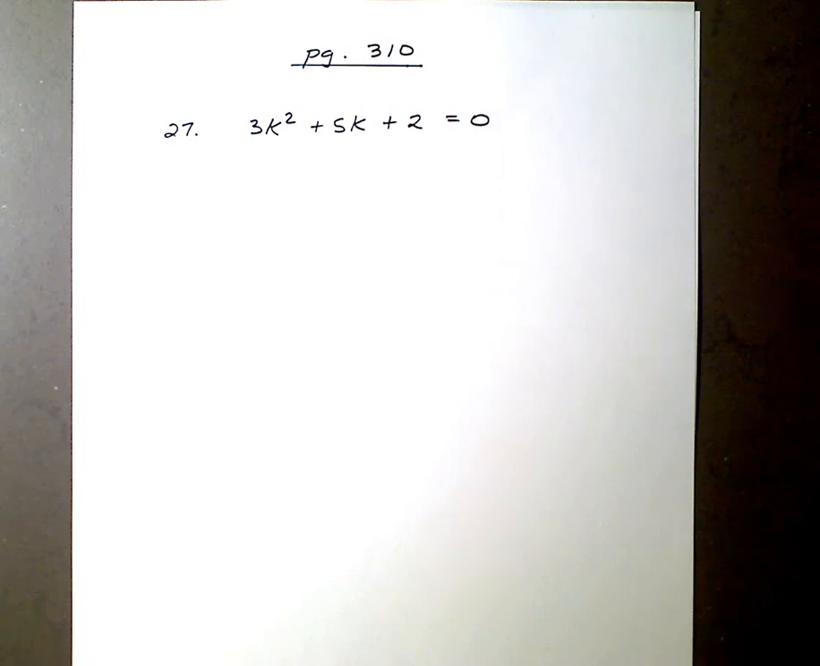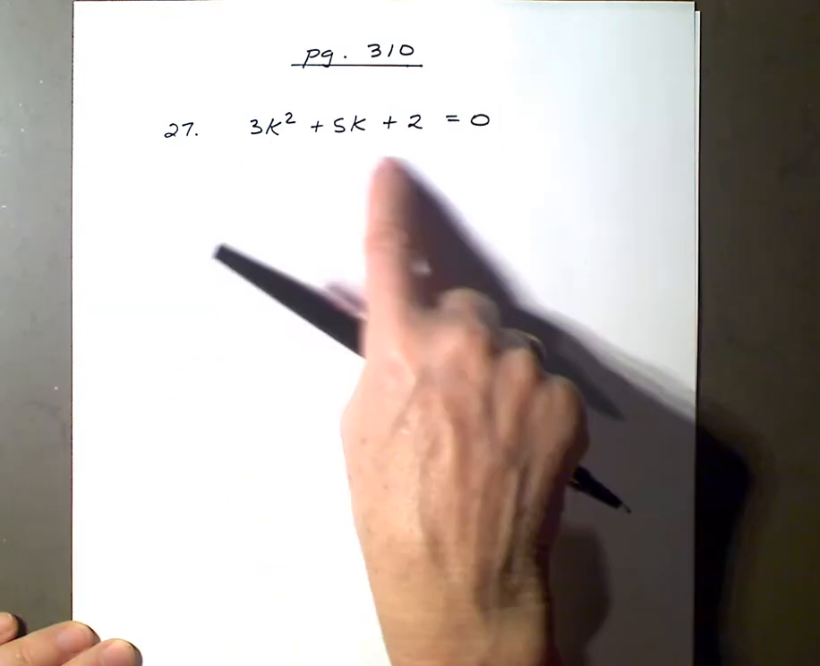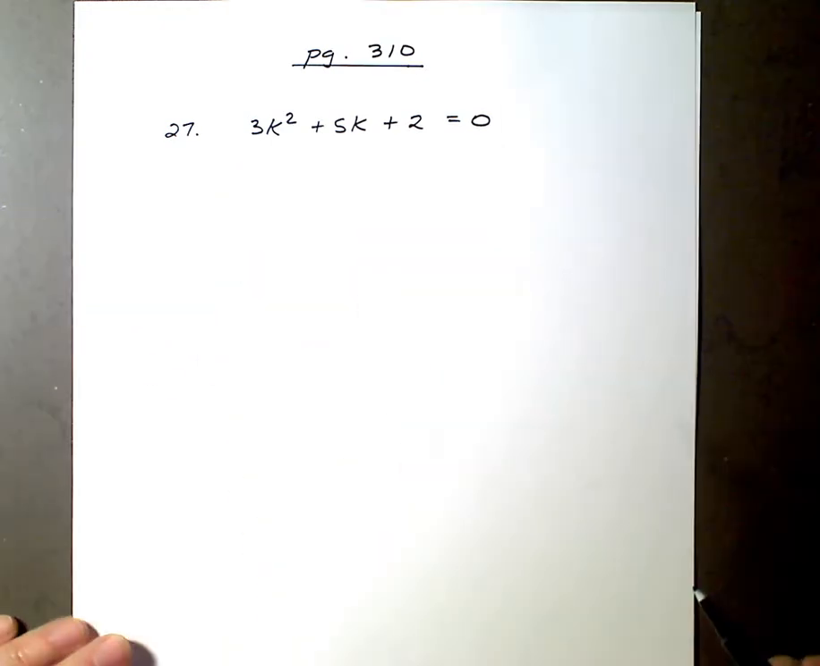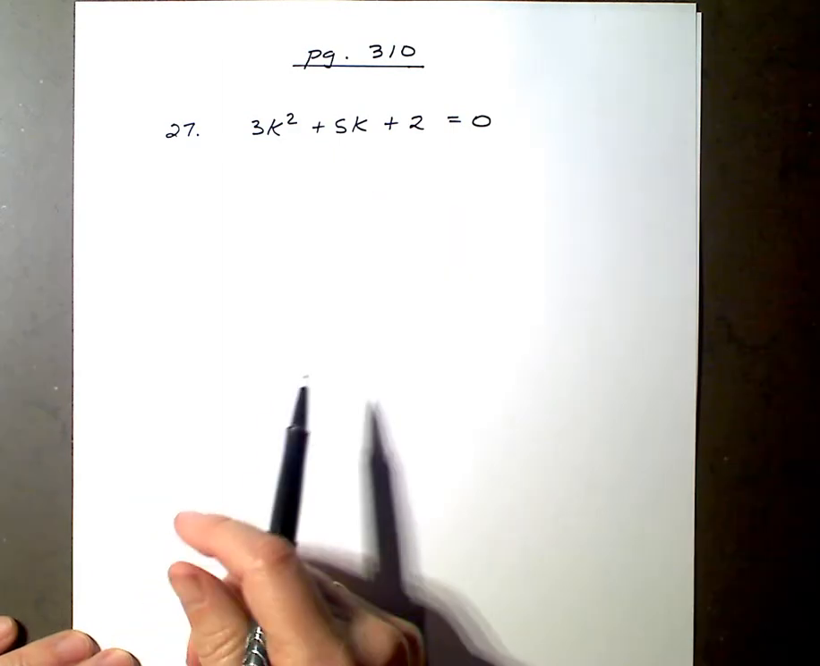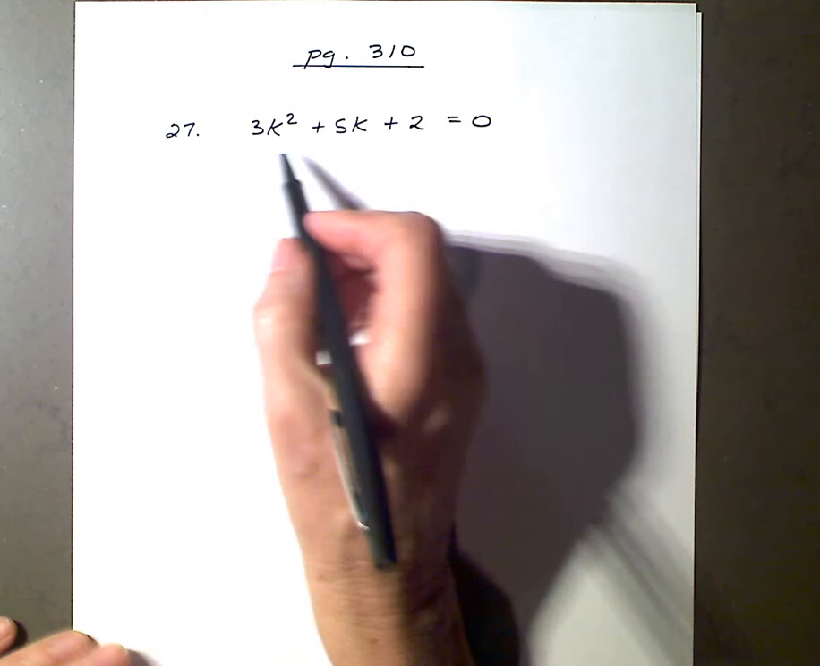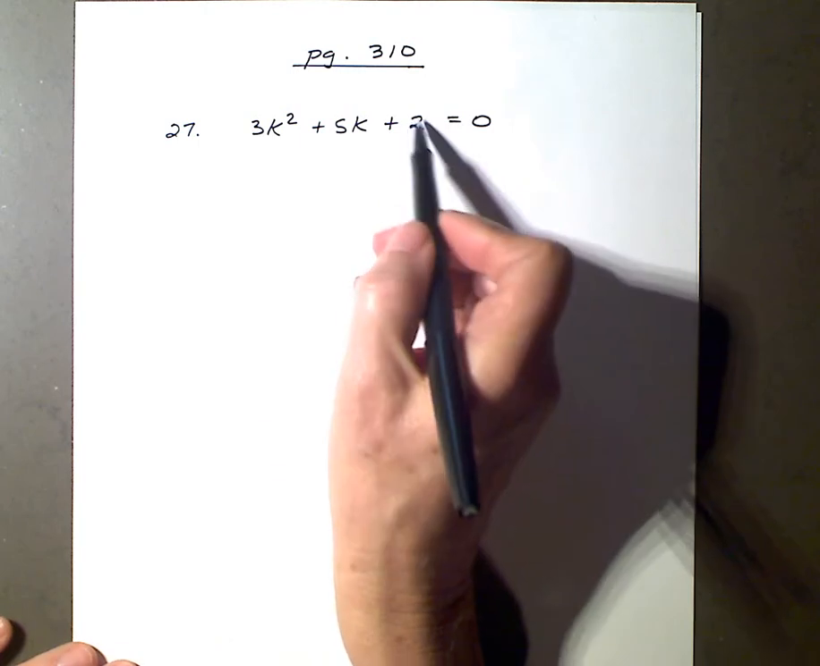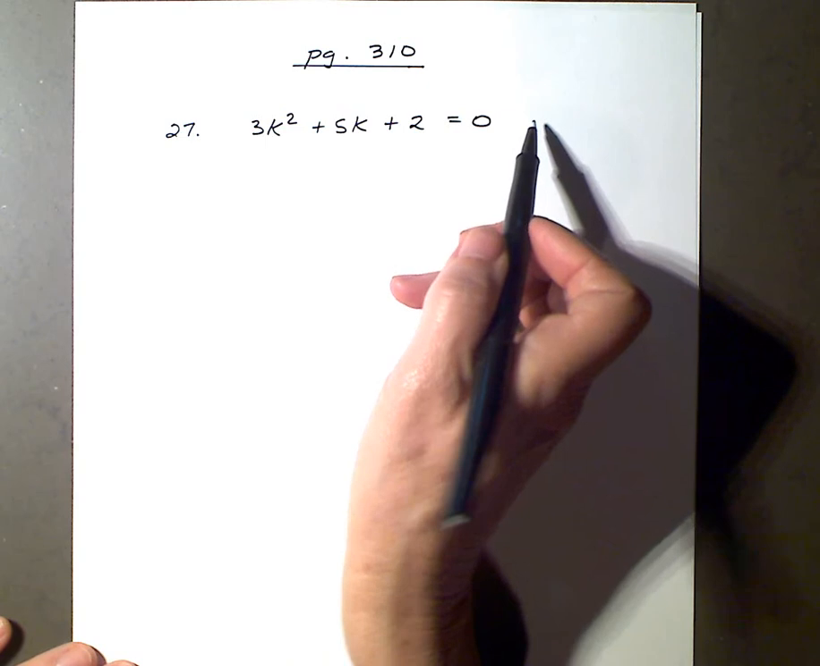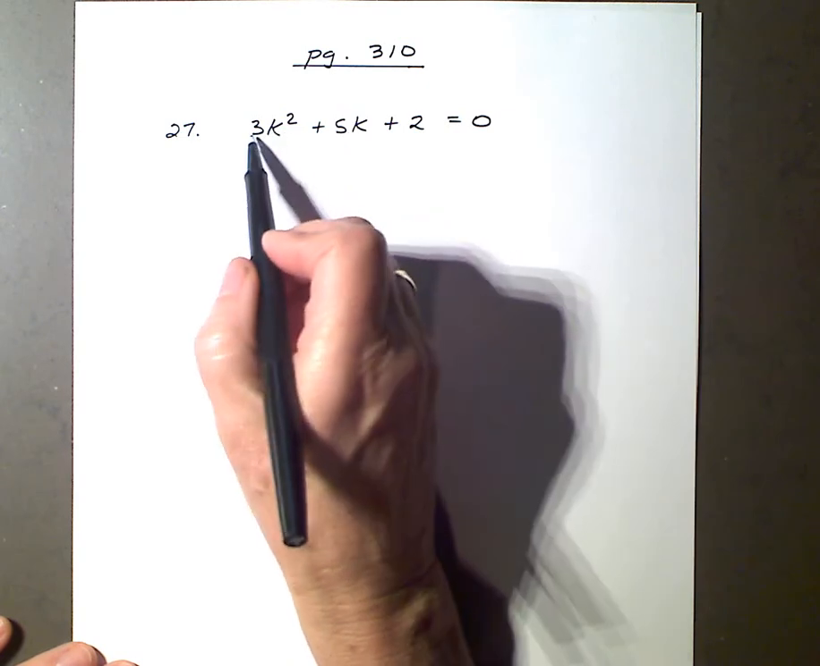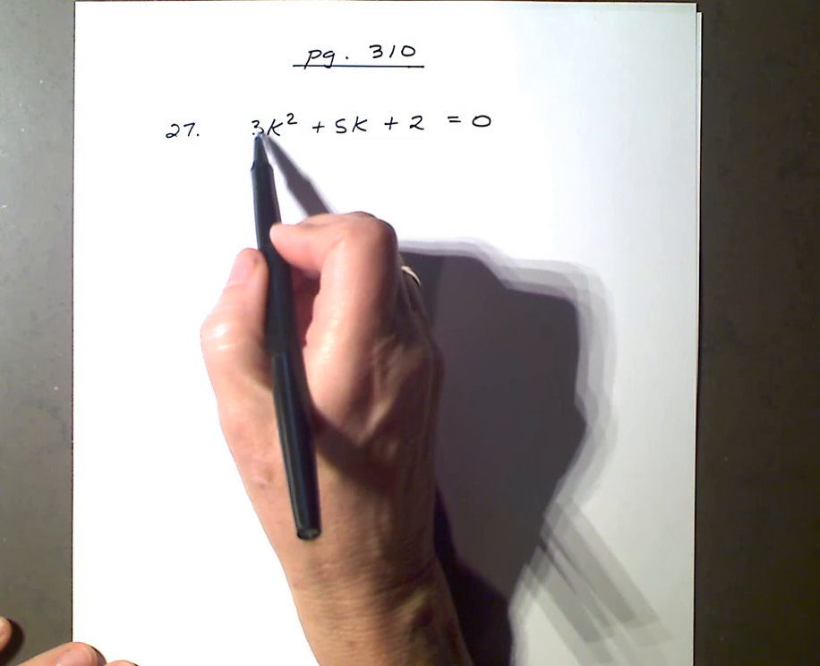This is number 27 on page 310, and this problem is a quadratic equation in standard form, and we're going to complete the square to solve it. I'm guaranteed by the fundamental theorem of algebra 2 solutions. So the first two things I have to do are move this value c, the constant, over to the other side, and complete the square on these terms, but I also have to have a equal to 1, and so I have to divide every term by 3.